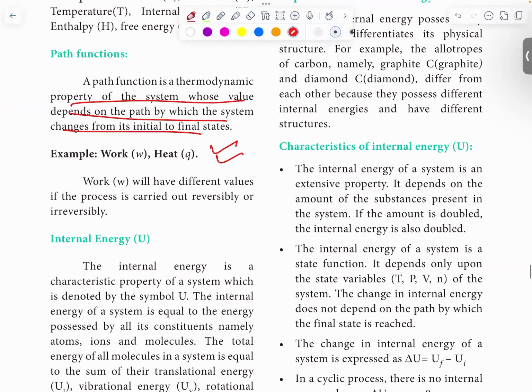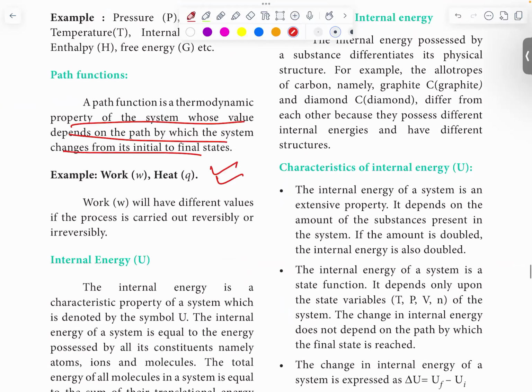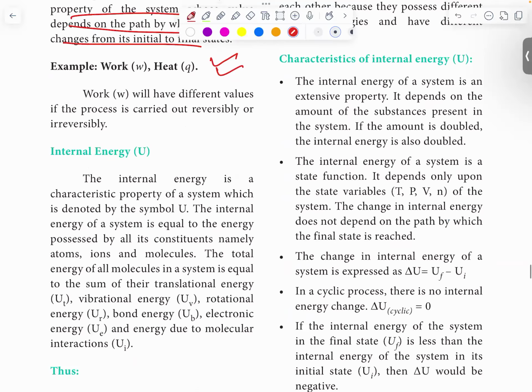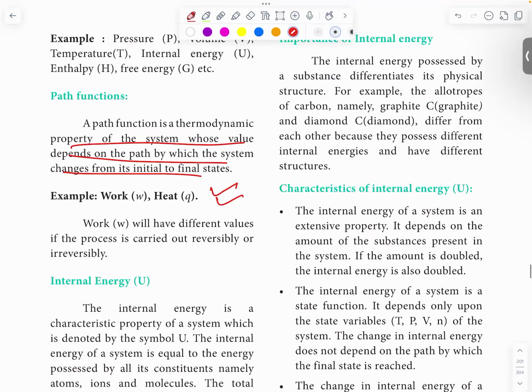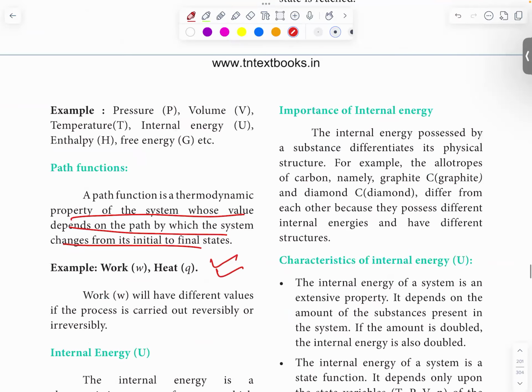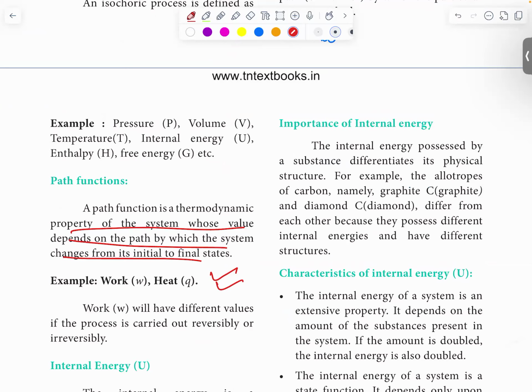Later in this chapter, we will see how internal energies are defined. But let's keep lecture one till here to revise, and we will meet in the next class in lecture 2 of thermodynamics.